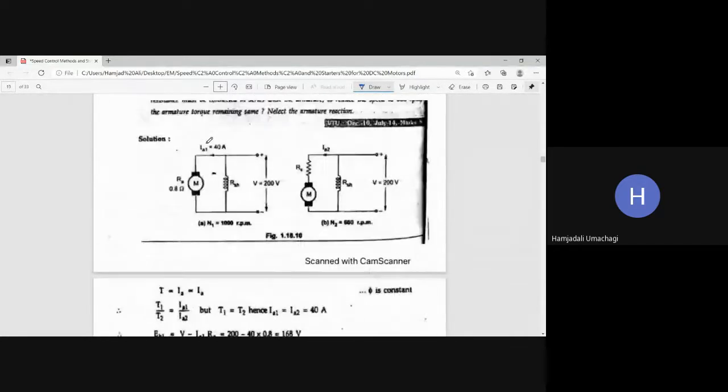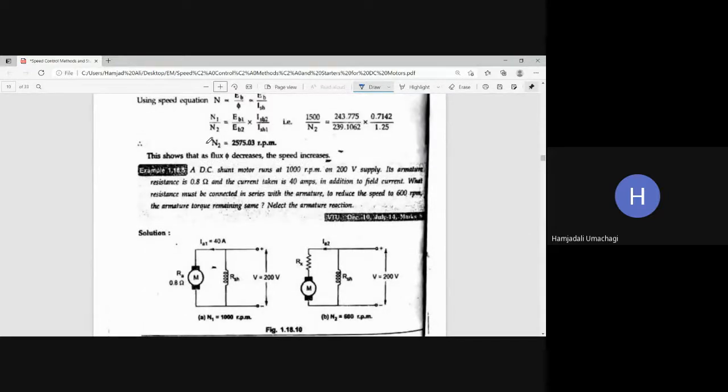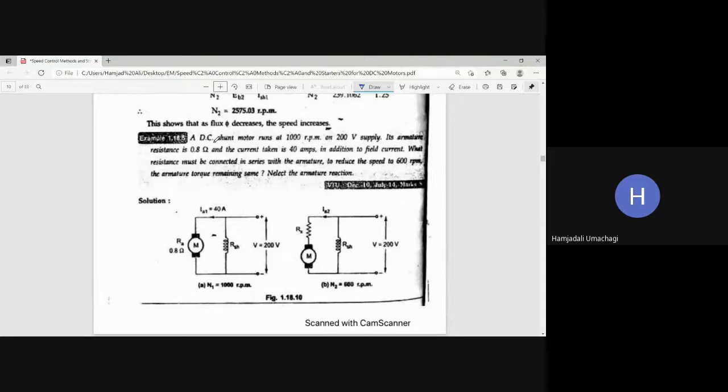I will consider the problems which are asked in the VTU exam because they are important. So the next problem here is: a DC shunt motor runs at 1000 RPM on a 200 volt supply. Once again, this is a problem related to speed control of a DC shunt motor, which is running at speed N1 equal to 1000 RPM with a voltage of 200 volts. If the armature resistance is 0.8 ohms and the current taken is 40 amps, in addition to the field current, what resistance must be connected in series with the armature to reduce the speed to 600 RPM? The armature torque remains the same; neglect the armature reaction.